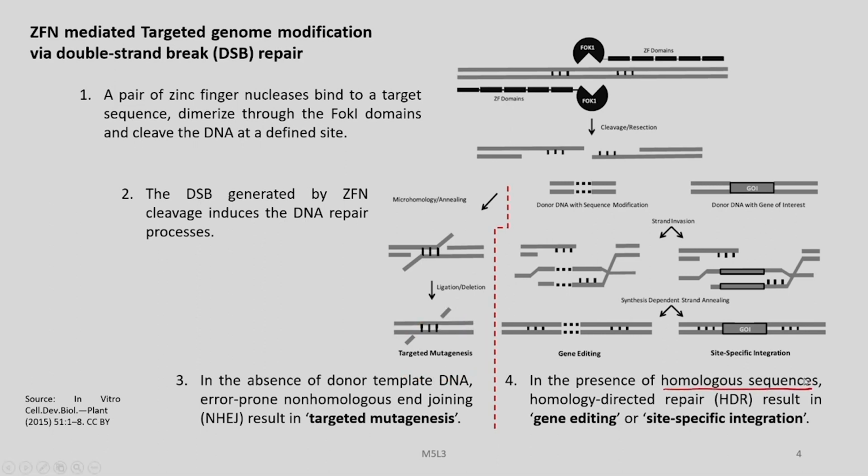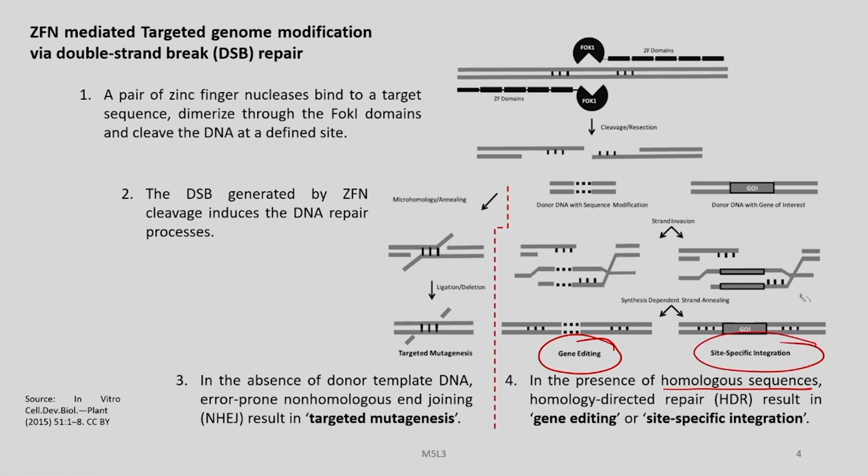In the presence of homologous sequences, so you have a donor DNA here which has a sequence modification, or we may have altogether a new gene of interest, and these have homologous sequences flanking the zone of interest, in the presence of these homologous sequences, homology directed repair or HDR occurs, and this leads to either gene editing or site specific integration, where a new gene is integrated.